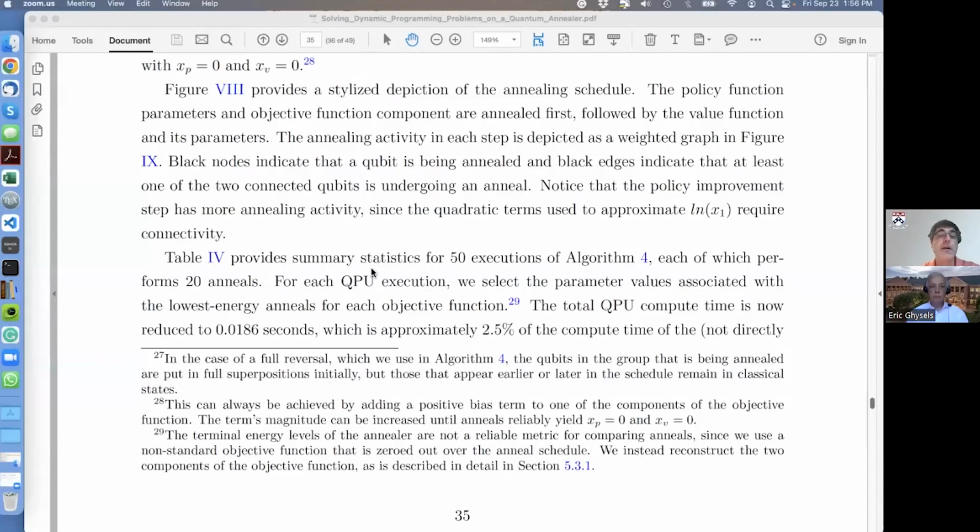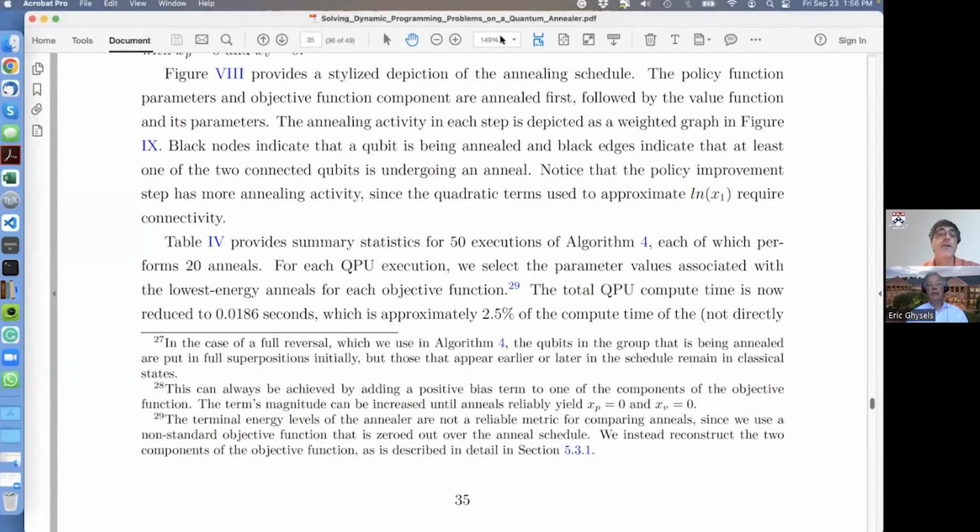Okay, so we run the thing 50 times. We run algorithm 4 50 times with 20 anneals. Actually, I can share the paper over there. Can you see it? Yes, I can. So we do 50 executions. Each performs 20 anneals.